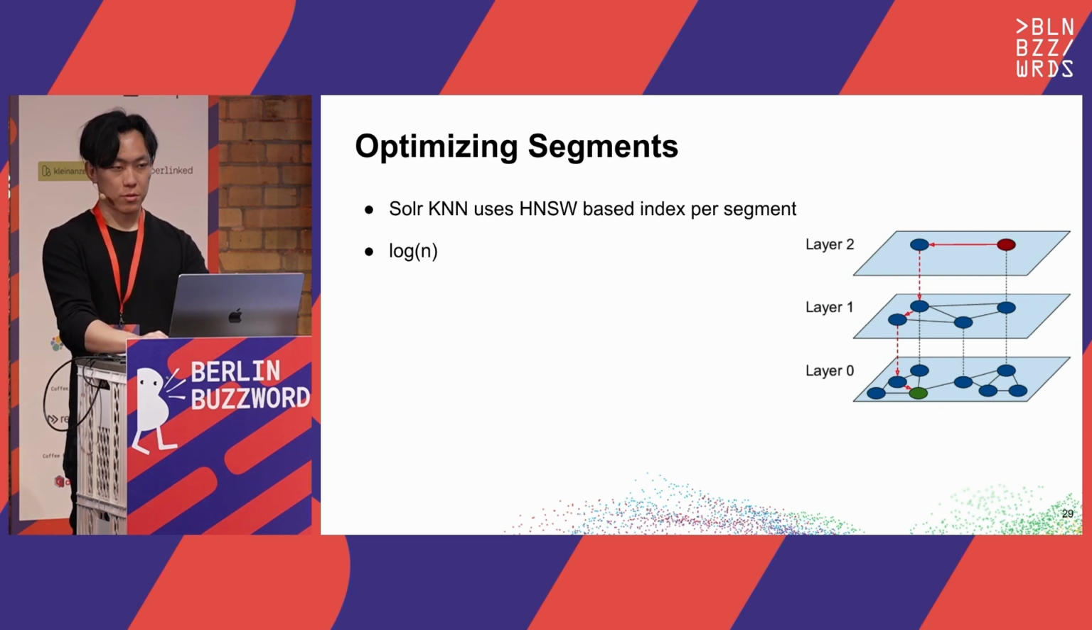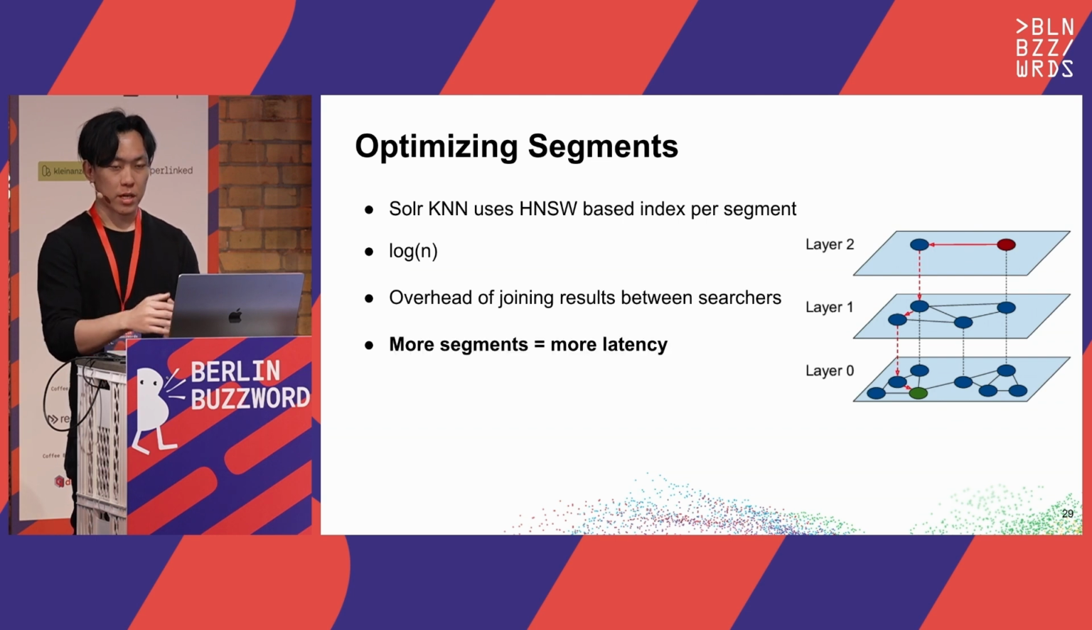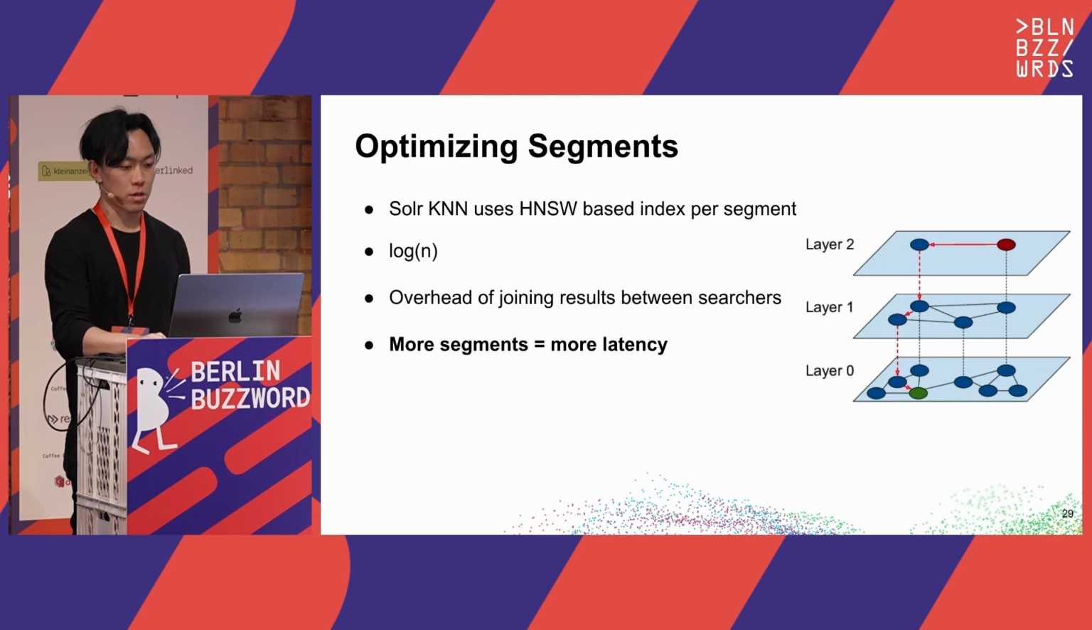However, each of those segment files that I mentioned earlier has its own disparate graph. And so what you see is that even though it's very quick to find vectors within one of these indexes, the overhead of joining results between the searchers can be very expensive. This is more akin to linear time. So you can kind of infer that the more segments I have, the more latency I will incur.